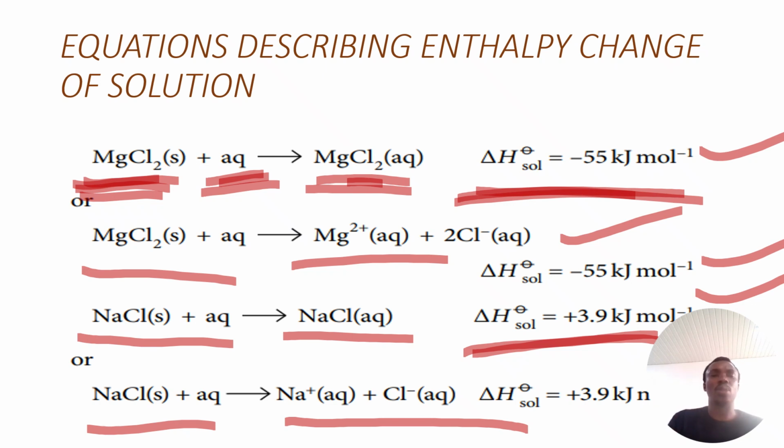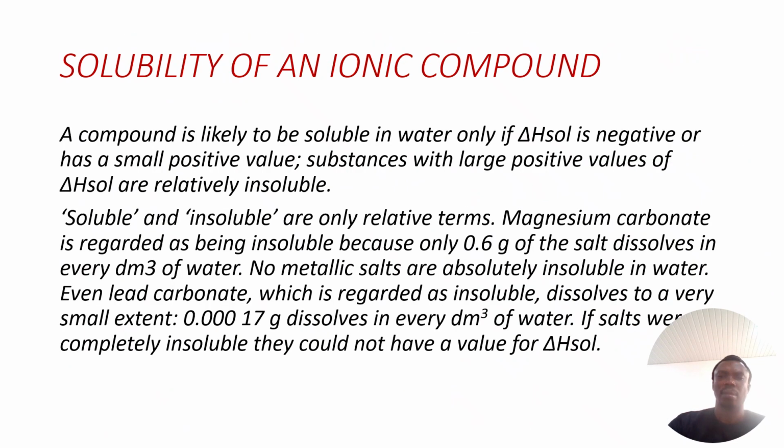So at least you should be able to use an equation to describe the enthalpy change of solution of a particular ionic compound. It's as simple as A, B, C. So enthalpy change of solution is the enthalpy change when 1 mole of an ionic compound is dissolved in excess water to form an infinitely dilute solution, or a very dilute solution, under standard conditions.